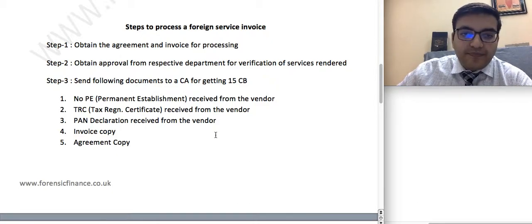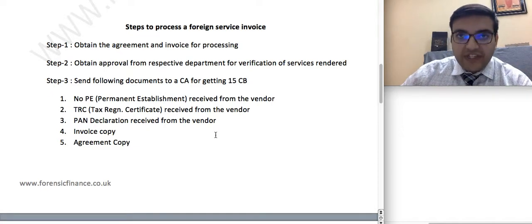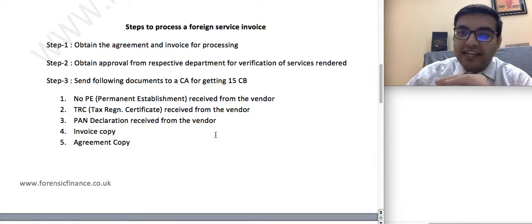Then number 3, the chartered accountant who will issue that form 15CB will need the following documents to process that form 15CB. Without these documents, they cannot issue form 15CB, and you cannot make the payment. Simple. So what are these documents?